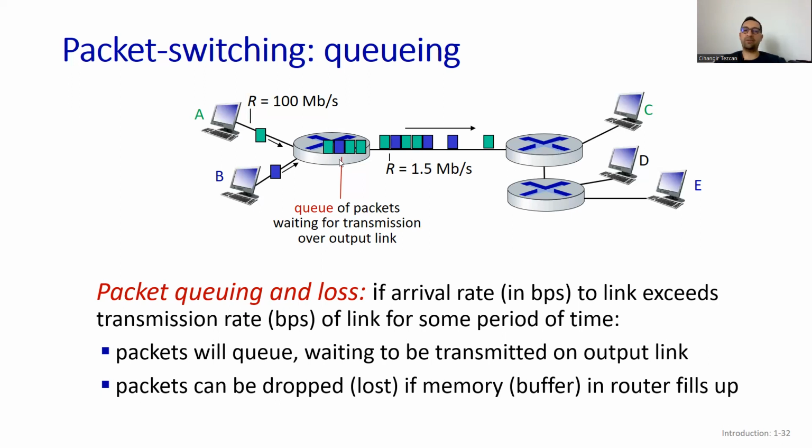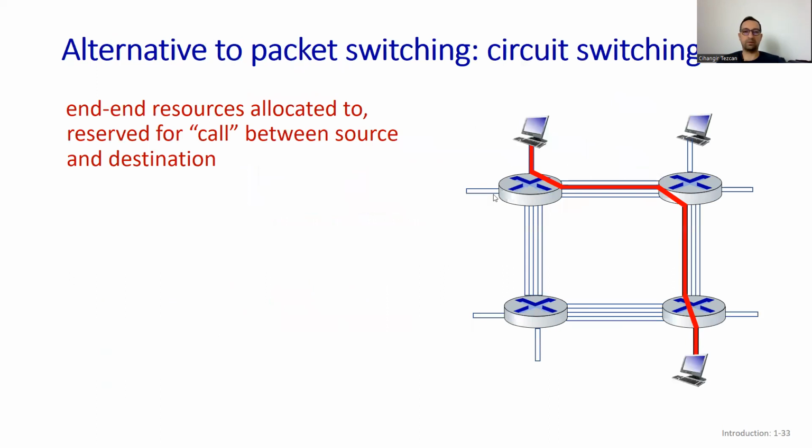this is a device with finite memory. You cannot store all of them here. So when your buffer is full, the new incoming packets have to be dropped because there is no place to store them in your buffer. So packets will queue, waiting to be transmitted on the output link. Packets can be dropped, lost, if the memory buffer in the router fills up. And this happens in practice a lot of the time.